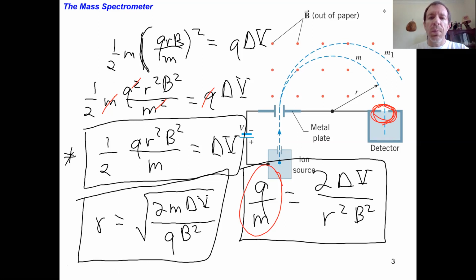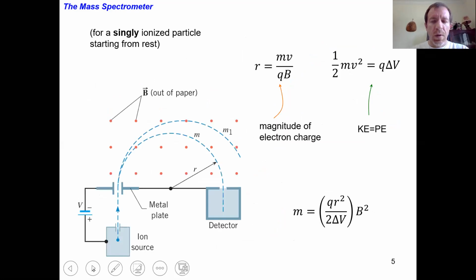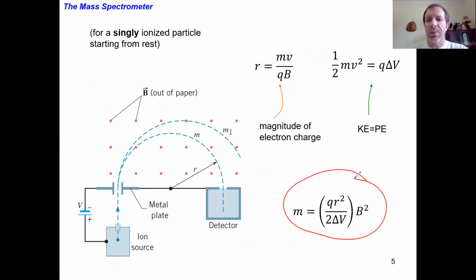All right, so let's do an example problem with this. So this is a little bit of what we just talked through. There's one more result, which is that we could solve for the mass if we wanted to, using that asterisk equation to get this expression. But okay, that's all well and good. Let's look at an example problem.